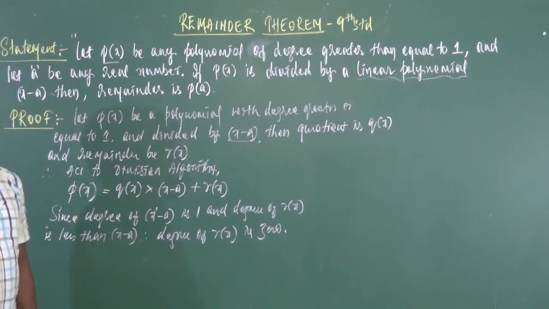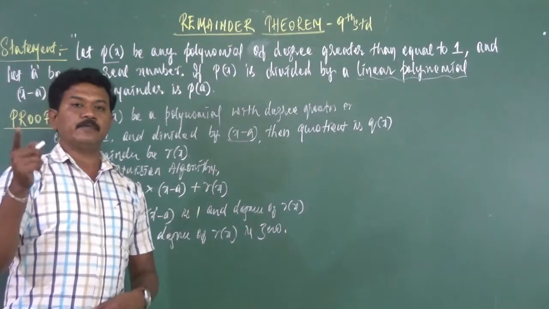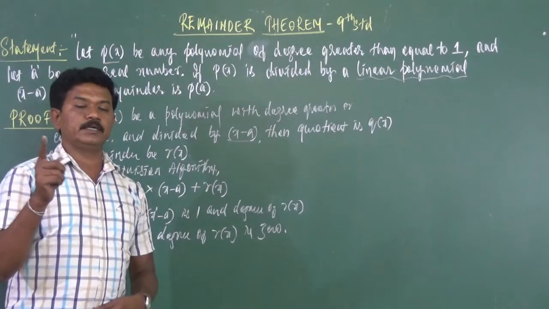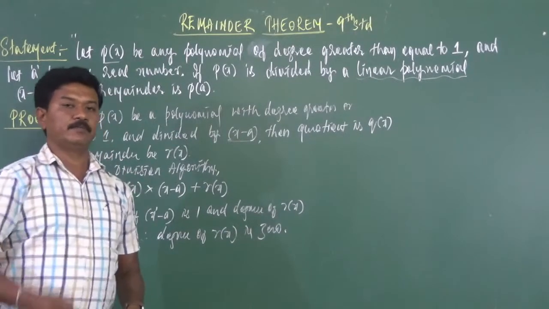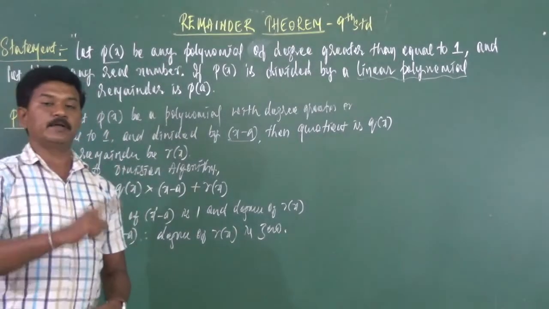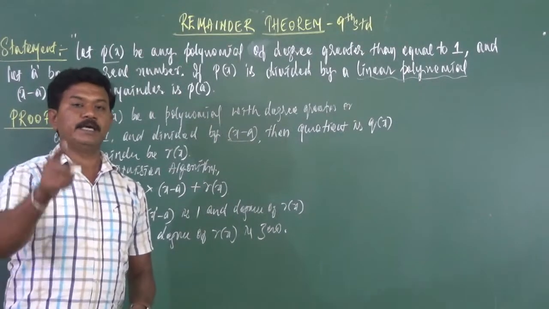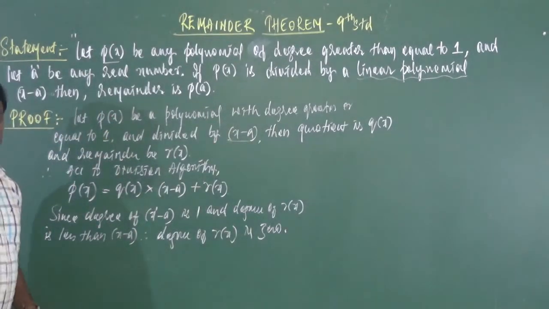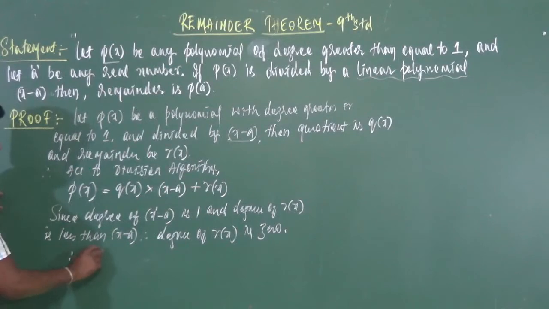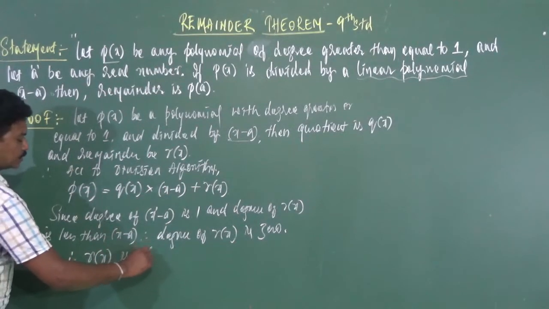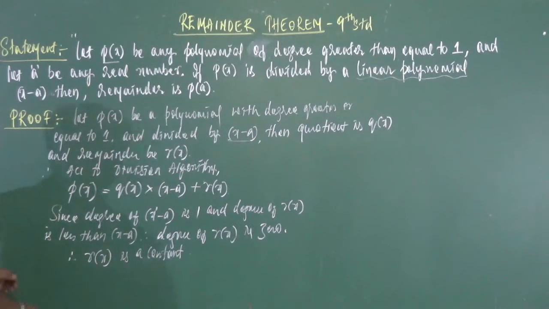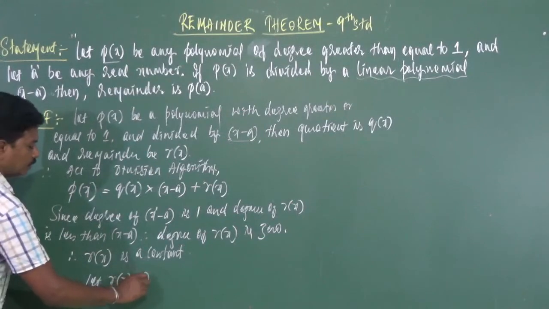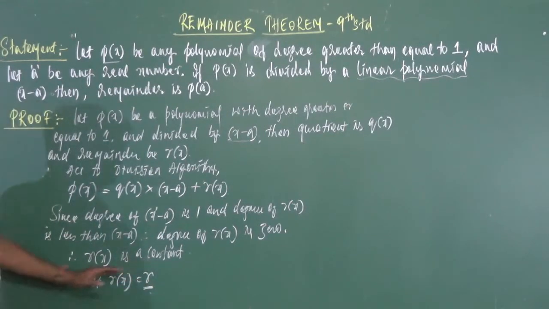So since the degree of r of x is 0, for which type of polynomials is the degree 0? It is for the constant polynomials. So therefore r of x should be a constant, because the degree of a constant polynomial is 0. So let r of x be equal to r.